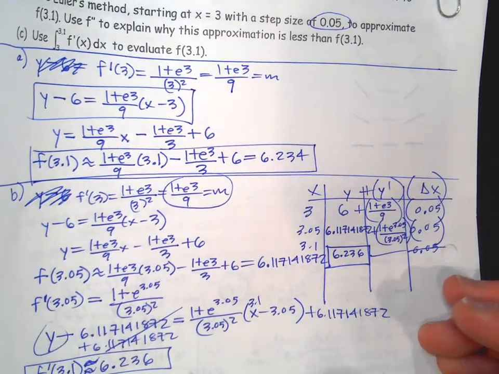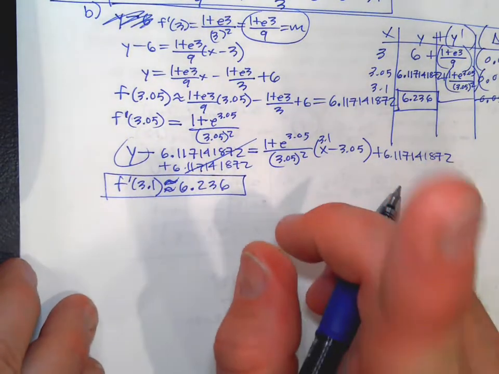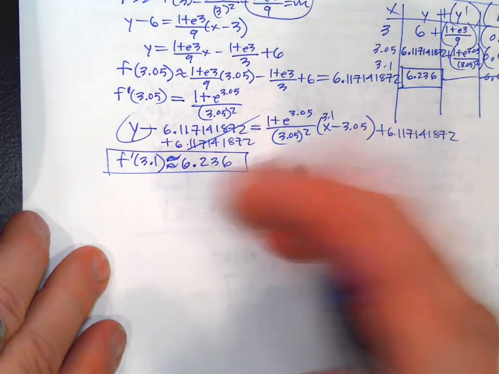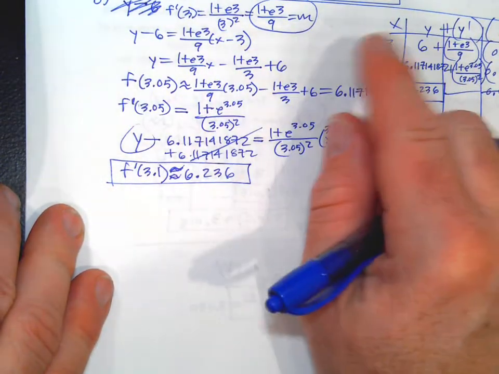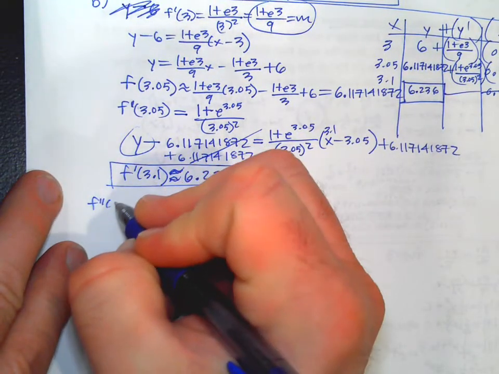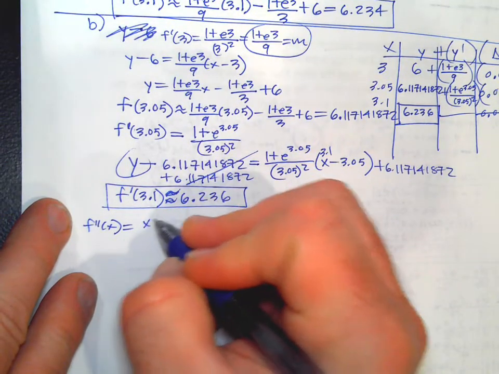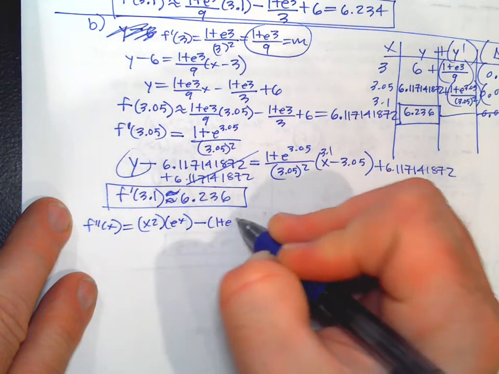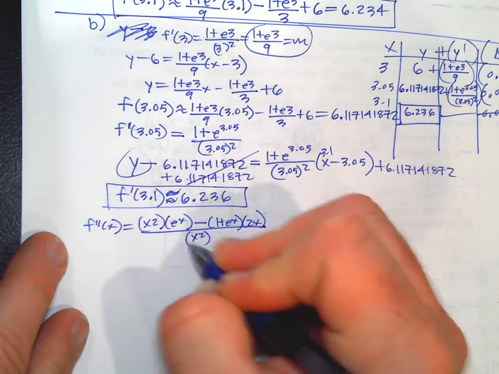So it's the same work. I guess maybe it's a little better. Okay, now we're not done yet. It says use the second derivative to explain why this approximation is less than 3.1. So we've got to figure out if it's concave up the whole time between these points, or concave down the whole time. So we've got to find the second derivative ourselves, and it's going to be low d high minus high d low, all over low squared.